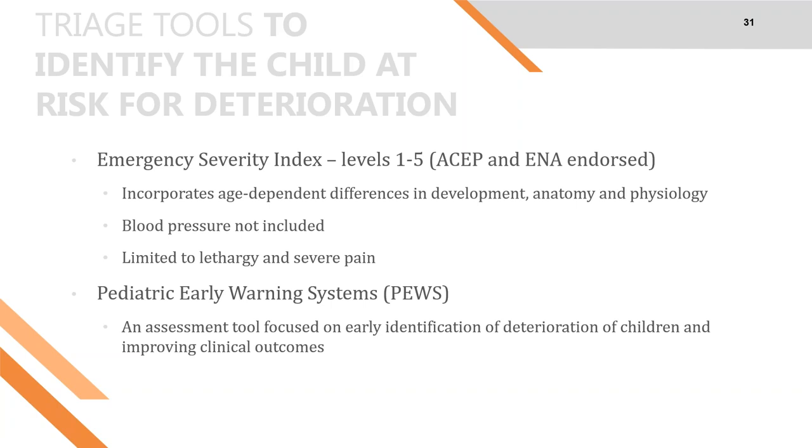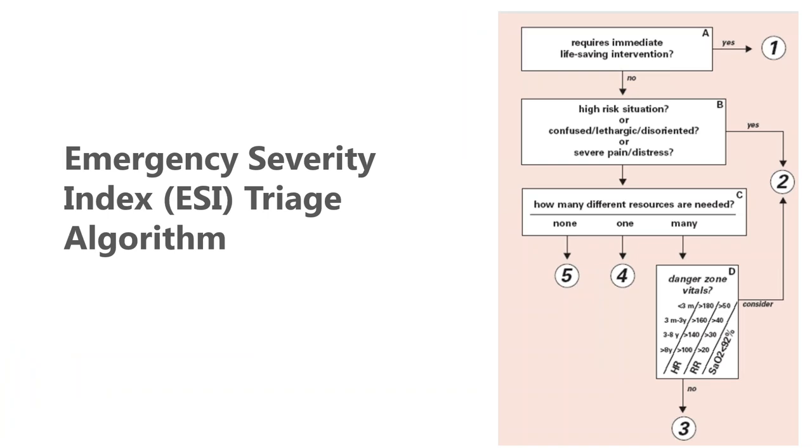There are other tools such as the pediatric early warning systems. This is certainly a tool that has been utilized in inpatient capacities primarily to focus on early identification of deterioration and to mobilize rapid response teams and the like to improve clinical outcomes. It has been occasionally adopted in emergency department settings as well, along with the CHEWS, or the Children's Hospital Early Warning Systems, which is a modification of this. So all of these tools are available to you in Box, and if you'll go through the next slide, you'll see just some examples of these tools.